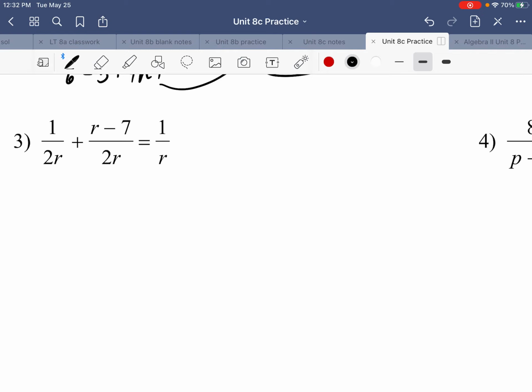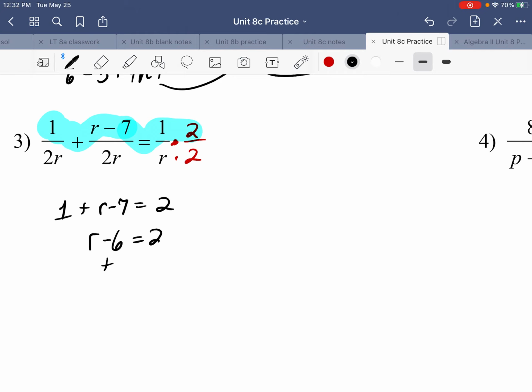Number 3, we have 2r, and we multiply the last term by 2 over 2. That'll give us 2r. r times 2 is 2r. Let's look at our numerators. We have 1 plus r minus 7 equals 1 times 2 is 2. One minus 7 is negative 6. r is going to equal 8.